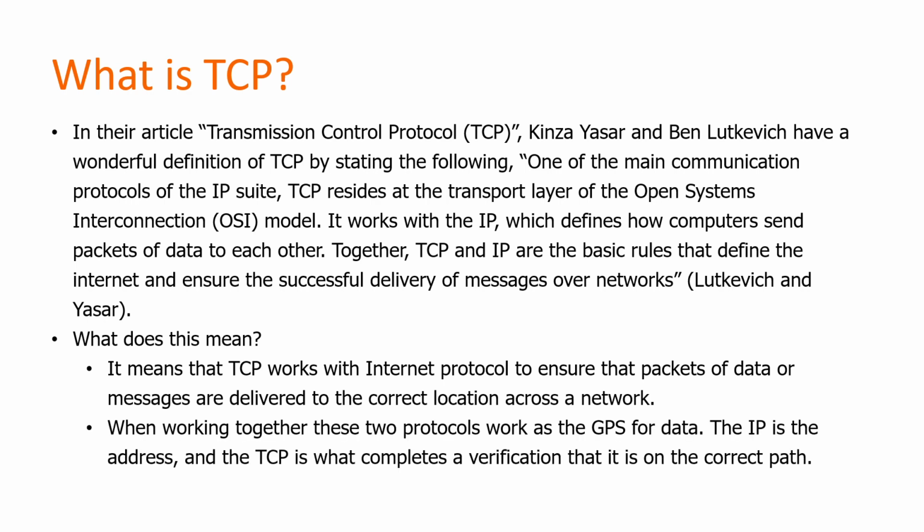When working together, these two protocols work as a GPS for data. The IP is the address, and the TCP is what completes the verification that it is on the correct path. Going back to that highway analogy, you can think of the TCP as kind of the brains behind the network, making sure that the address that you are putting into the GPS is correct and it is valid.